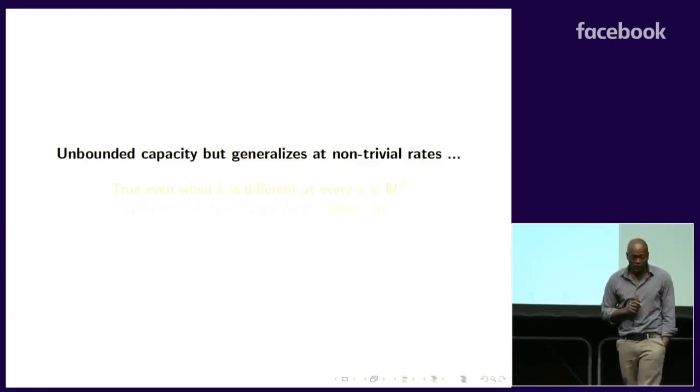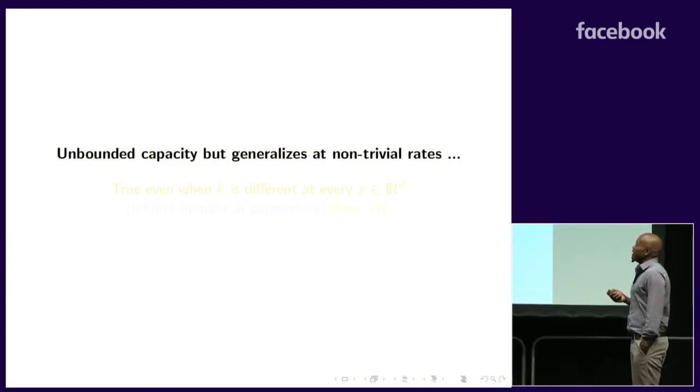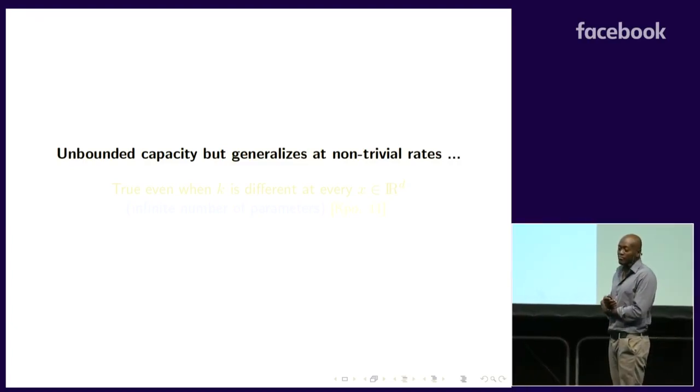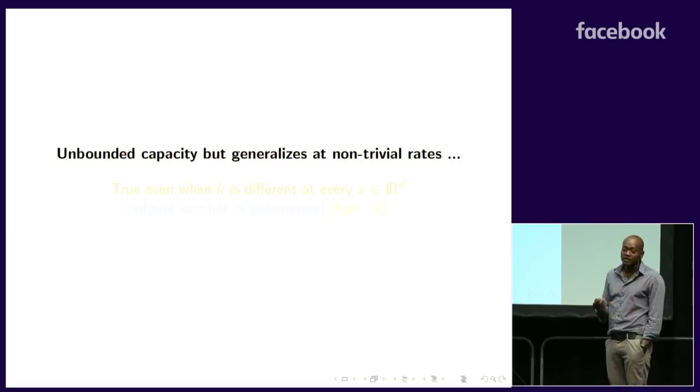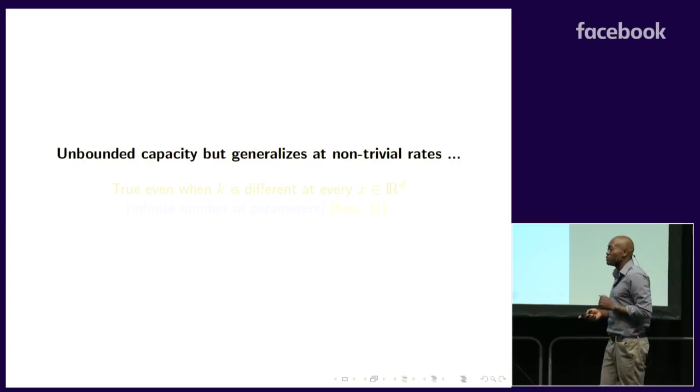Here, I would like to point out something. Nearest neighbor regression is actually a very complex form of prediction. It's non-parametric. It has unbounded capacity, but what we just saw is that it generalizes. It actually generalizes at a non-trivial rate. So that goes back a little bit to the point that often is made about whether overparametrization still allows generalization. And this is a case where overparametrization actually still allows generalization, which is quite interesting to me.